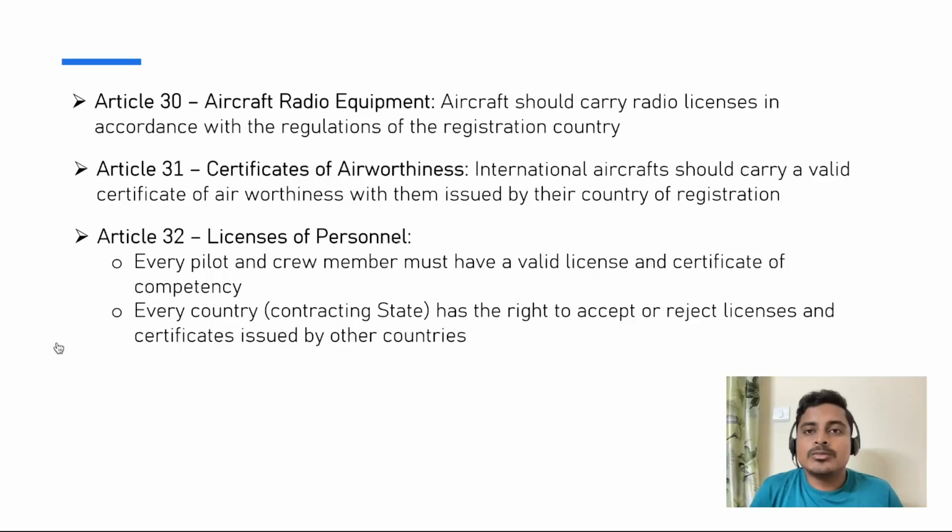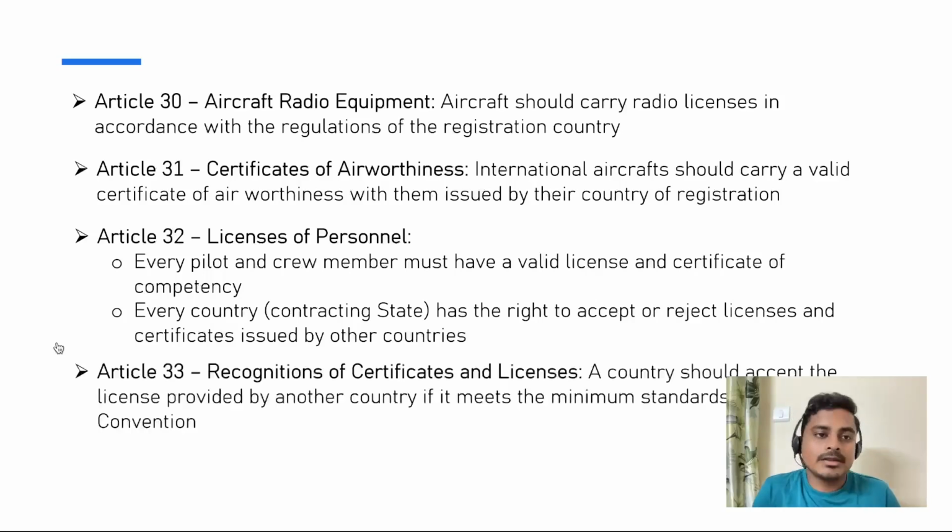Now this is very important because, as we know, every country has sovereignty over its airspace, so they can put their own rules and regulations on their airspace. Because of that, they can accept or reject such licenses or certificates. But if they are part of international aviation, then they have to follow certain guidelines mentioned by the ICAO, and thus they have to mention the reason why they cannot accept such licenses.